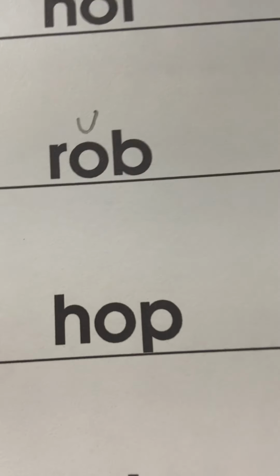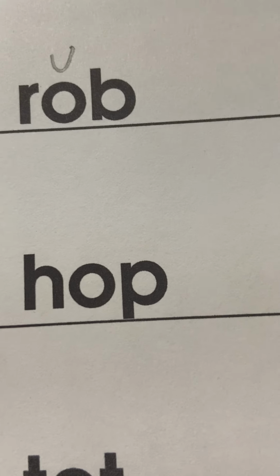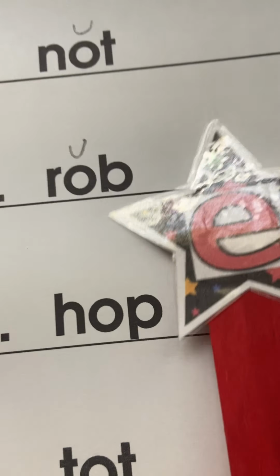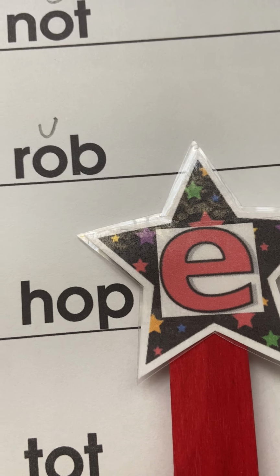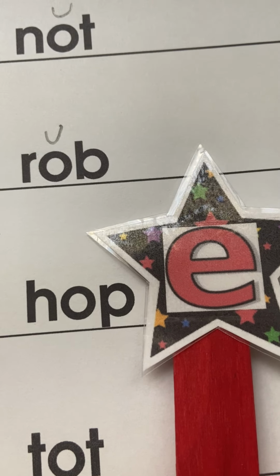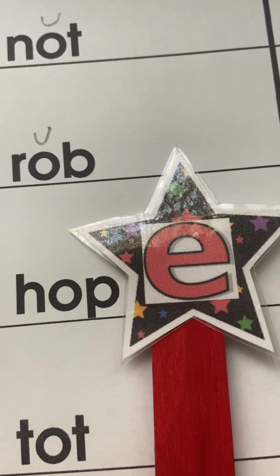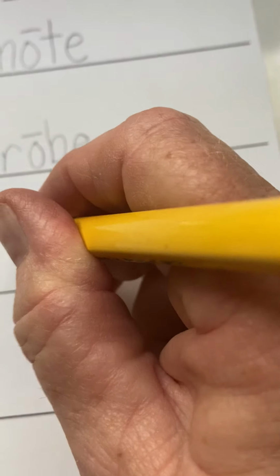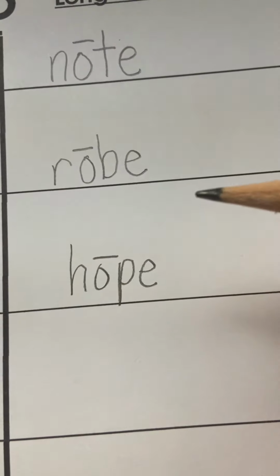Let's try this one. We've got hop. When the vowel's all alone, it usually makes a short sound, hop. But when it has an E at the end, it makes the vowel say its name. Now, there are a few exceptions to that rule, boys and girls. There's a few words that you're going to try and it's going to go, hey, that doesn't make a long sound. But most words do follow this rule. So we're going to turn hop into hope. This is the long O sound. This is the short O sound.